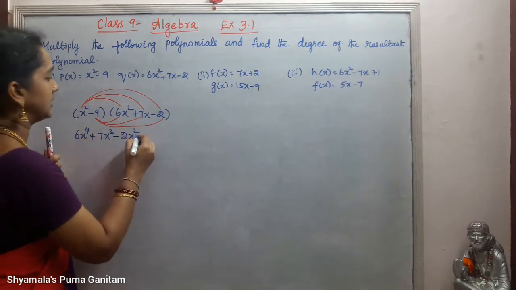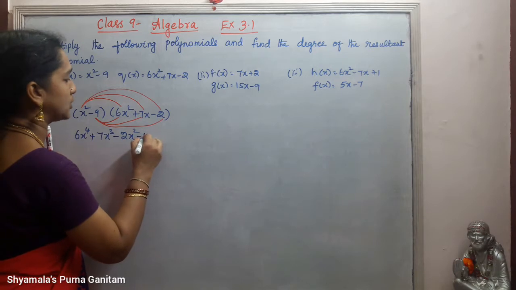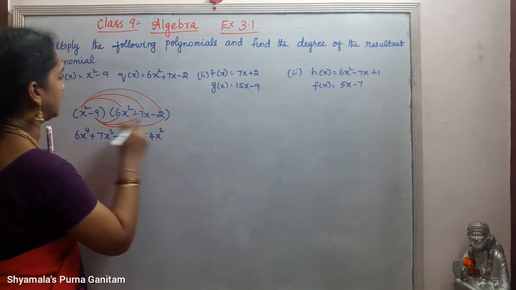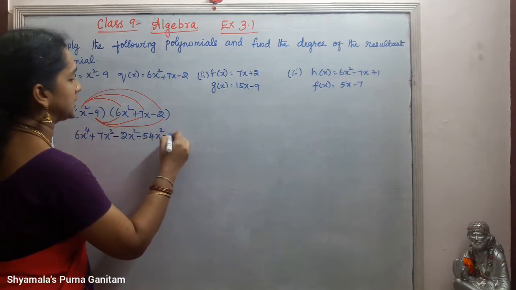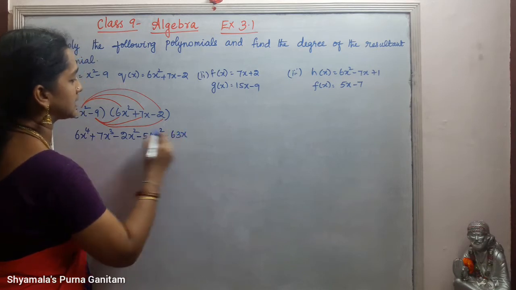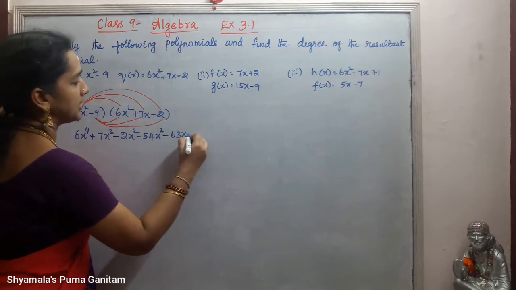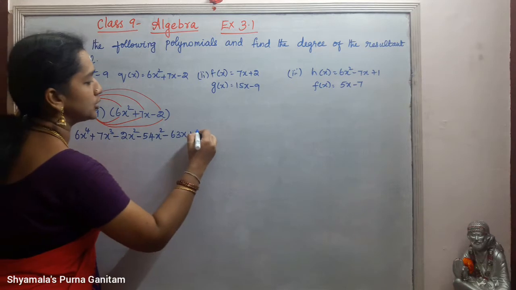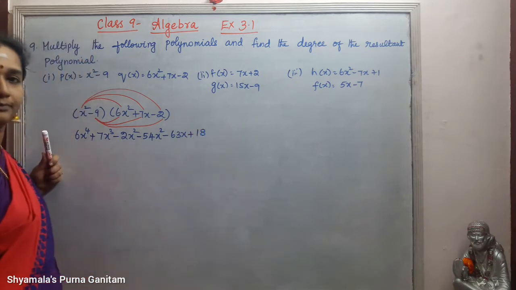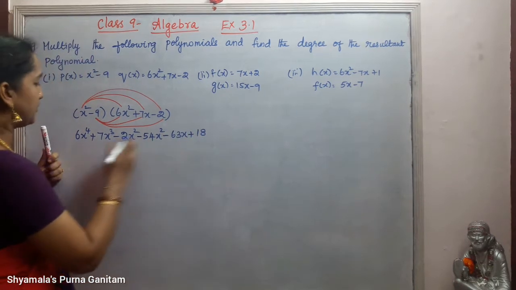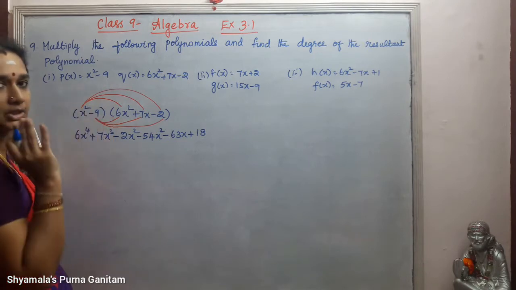So we will get 6 9s are 54, so minus 54x squared. And minus into plus is minus, 9 7s are 63x. Then minus into minus is plus, 9 2s are 18. Okay. So now we will simplify all these things. That's all. Multiplication is over.